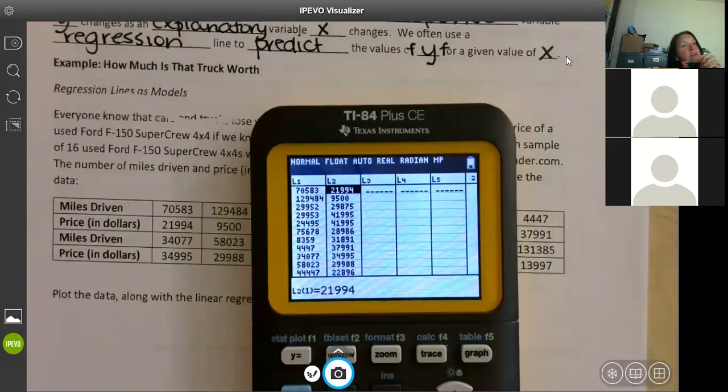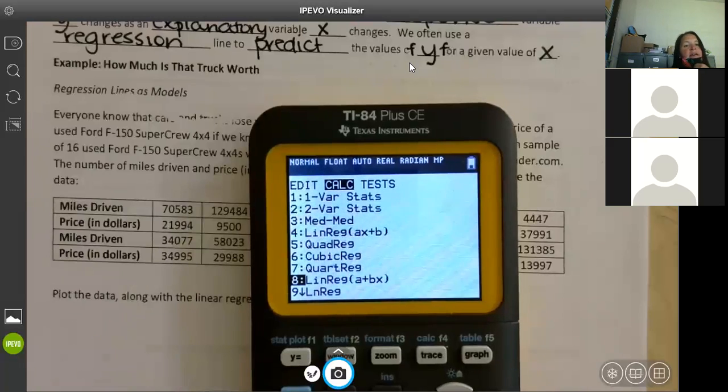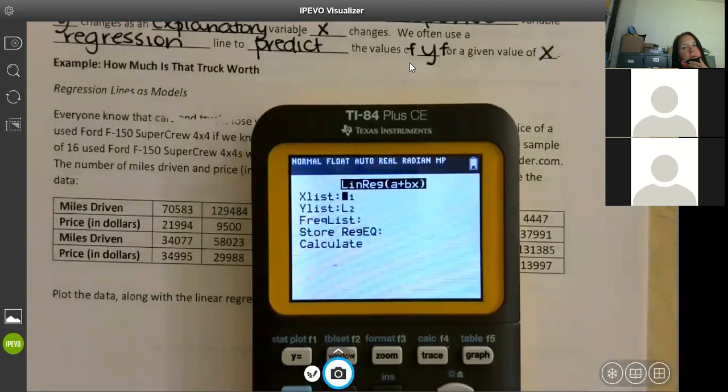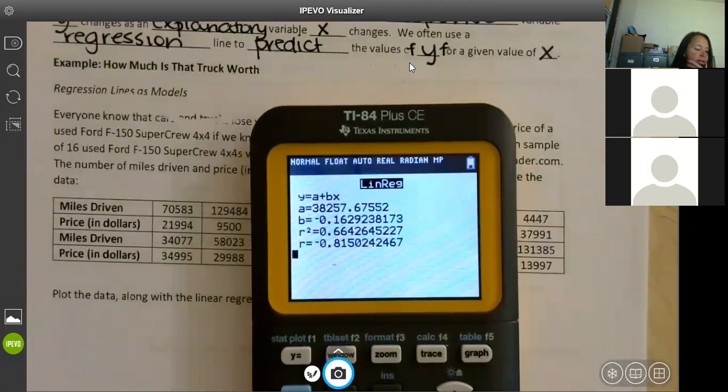All right, those of you that are finished putting it in, you can listen at the same time. We're just gonna do our linear regression, but remember that we do the 8, not the 4, okay? So we want the A plus BX. So stat, over to calc and down to the number 8, A plus BX. That's the one that we want. And we're just gonna keep hitting enter, and then it's gonna give us everything we need.